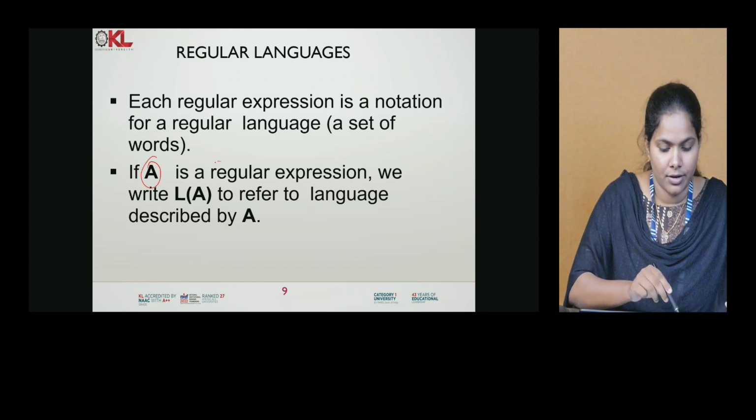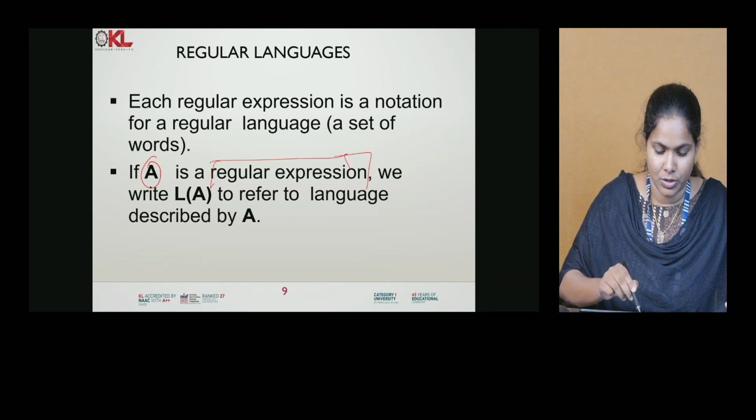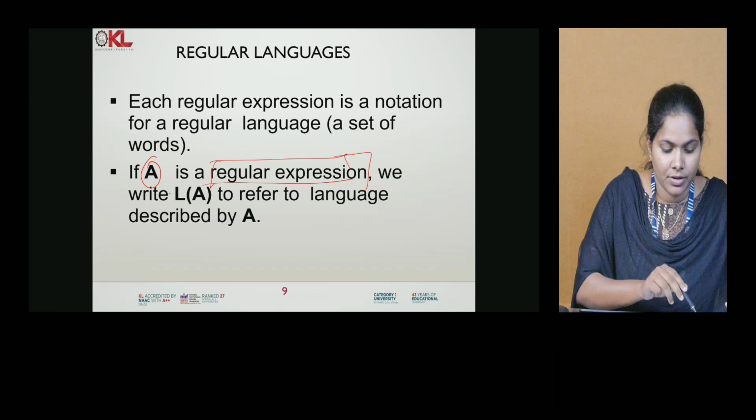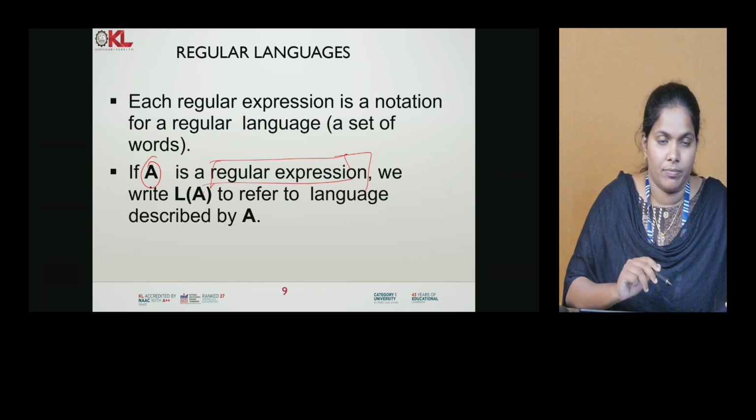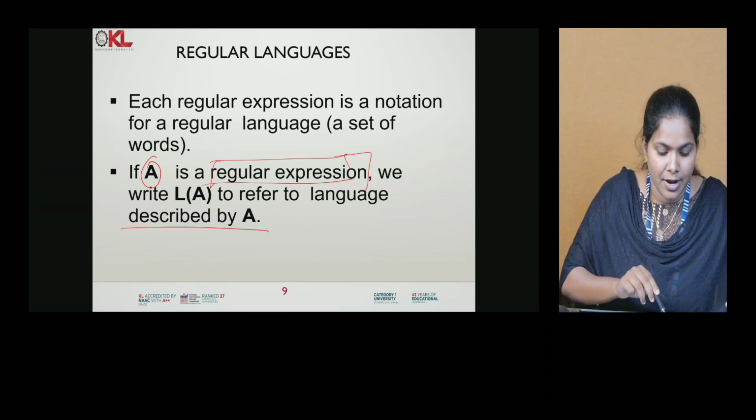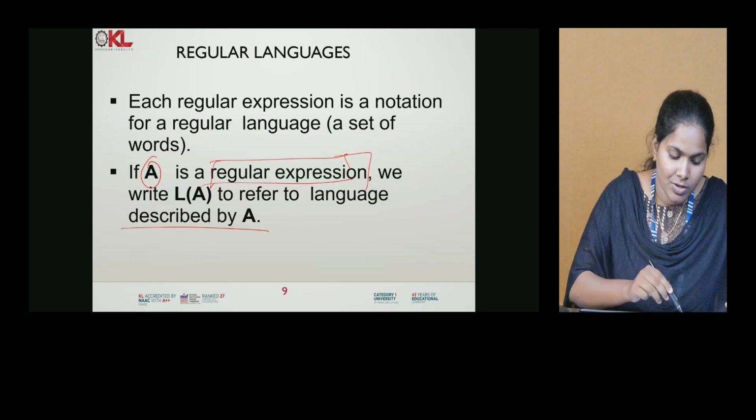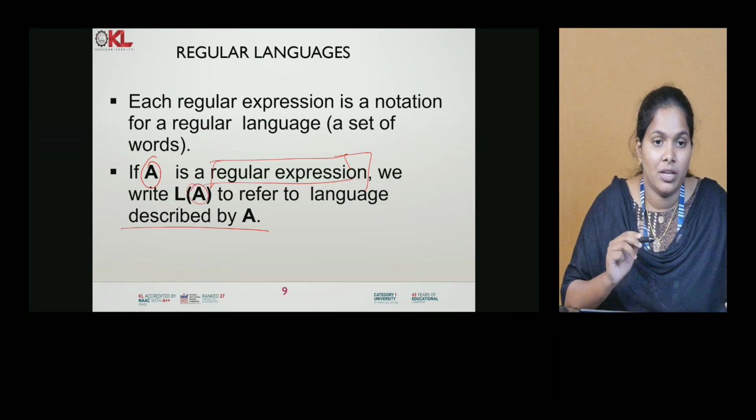If a is a regular expression, suppose we take it as a regular expression, and we write L of a. That means the language described by a, the language that is described by the regular expression a.